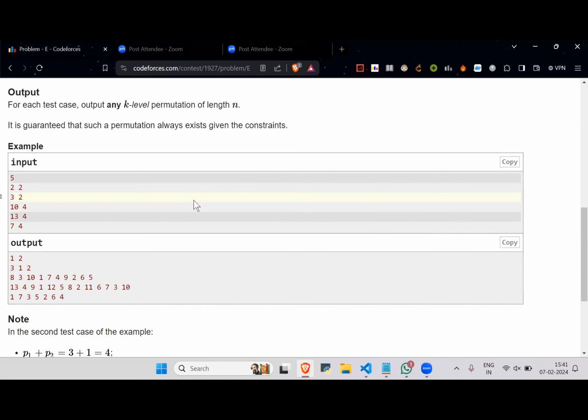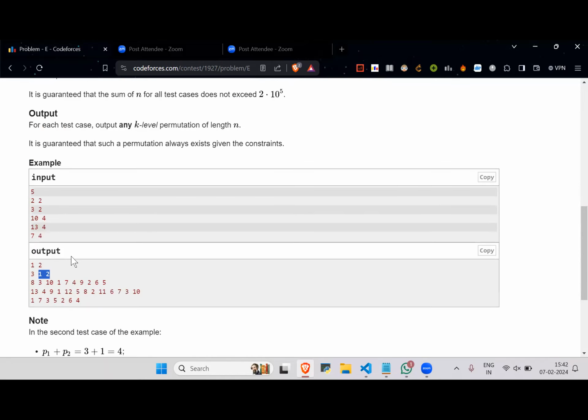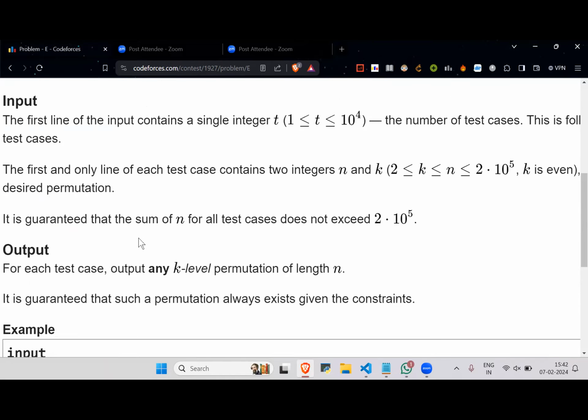So if you look at test case 3 and 2, we get 3, 1, 2 as a possible permutation. K value is 2, so one subsegment will be 3, 1, whose sum will be 4, and another subsegment will be 1, 2, whose sum is 3. And 4 and 3 differ only by 1, right? So if there are multiple such sums, any two should also differ at most by 1. So yeah, that's about the question.